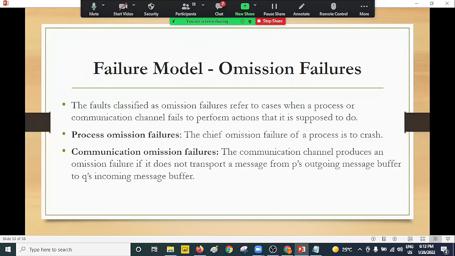Also, we have communication omission failure, where some part of messages are not sent to the receiving process or computer. So chances are the receiving computer will not get the entire message. It could be due to the communication link or just some kind of disorganization when the message is being transported. So take note of the two omission failures.